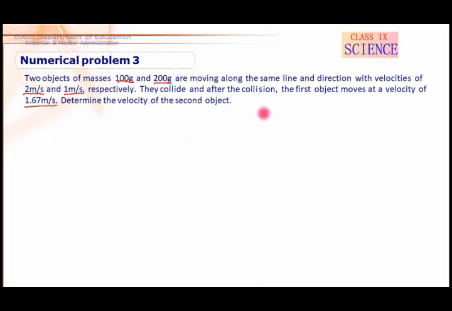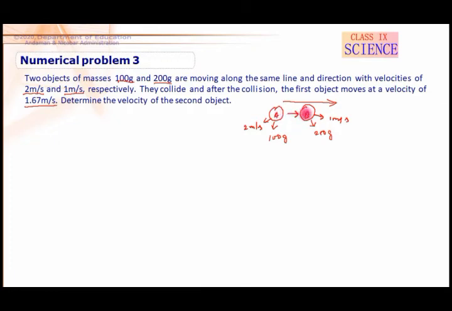Now, let us understand this question first. This is object A and this is object B. A is with mass 100 gram and B is with mass 200 gram, and both are moving in a same line in a same direction. This direction we assume. Object A moves with a velocity of 2 meter per second and object B moves with a velocity of 1 meter per second. So, when both the objects are moving in the same direction, you see object A moves with a greater velocity, that is 2 meter per second, than object B, which is 1 meter per second. When they move in the same direction, naturally after traveling certain distance, object A will collide with object B.